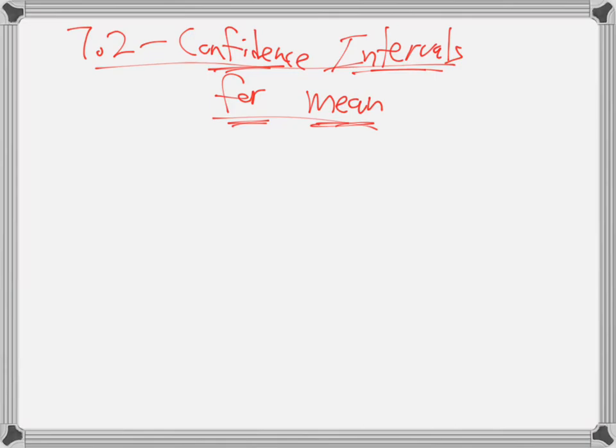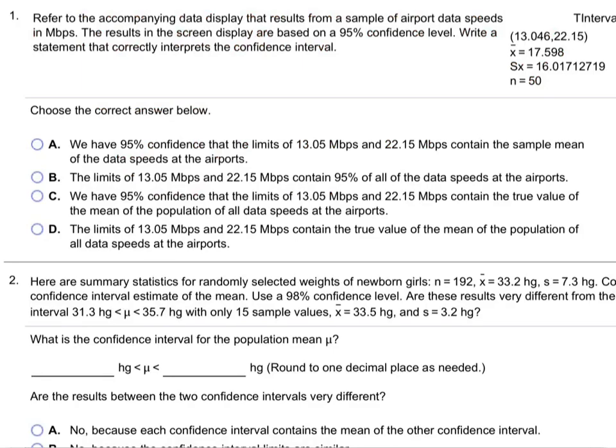So 7.2, confidence intervals for the mean. And I'm going to write out instructions as we go. So let's look at the first question here.